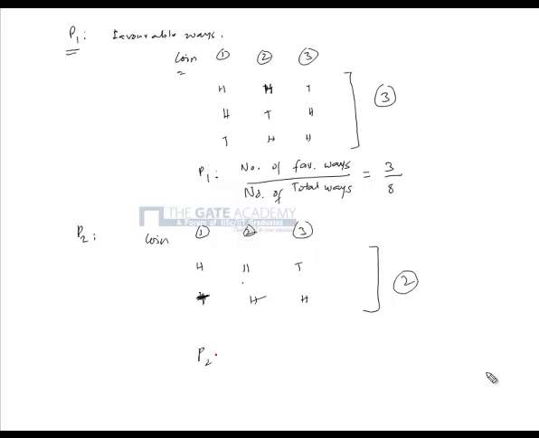So the probability for this will be: number of favorable ways is 2 and total ways is 8. So 2 by 8. So clearly it can be seen that P1 is greater than P2, because that's 3 by 8 and this is 2 by 8. So P1 is greater than P2. So the answer is, let's look at the options. The option is A.